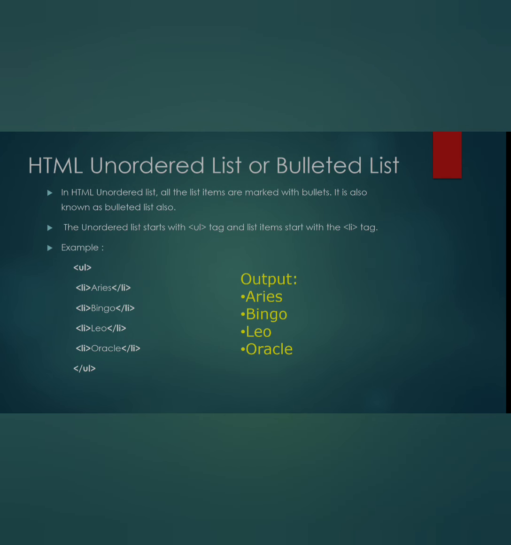An unordered list is defined by bullets. That means we have to declare the bullet list. In HTML unordered list, all the list items are marked with bullets. It is also known as bulleted list. The unordered list starts with the UL tag and list items start with the LI tag. This is a good example of the unordered list.